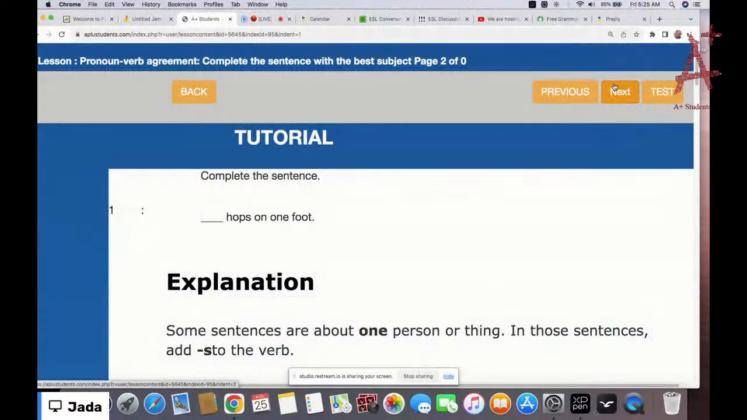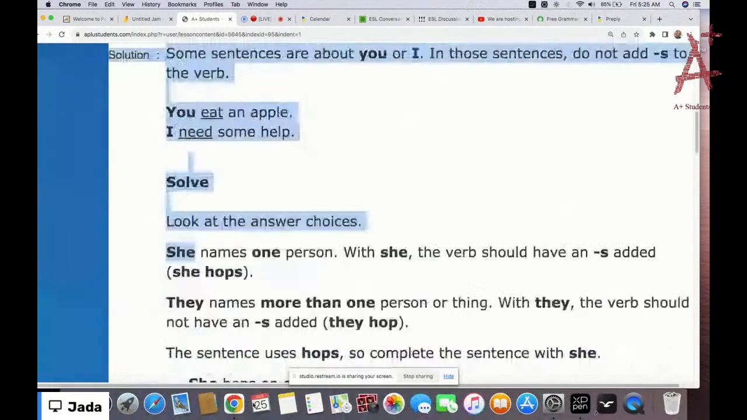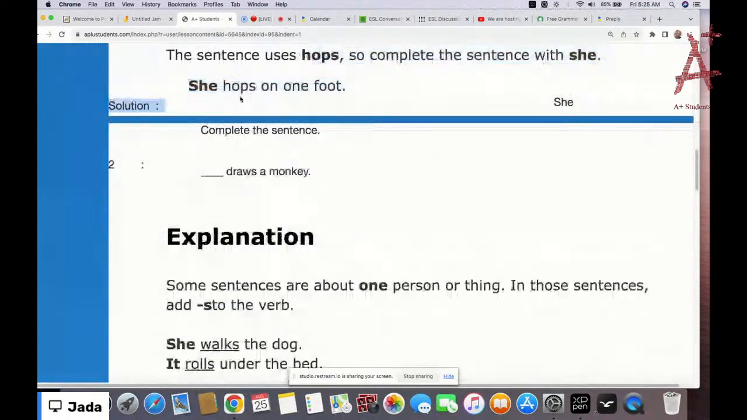Let's look at some more examples. Dash hops on one foot. So who is hopping on one foot? Hops. When you see that it has an s, then that means the subject is going to be singular. So you can see here, she hops on one foot, because you need a singular subject to go with the verb that has an s. Okay.